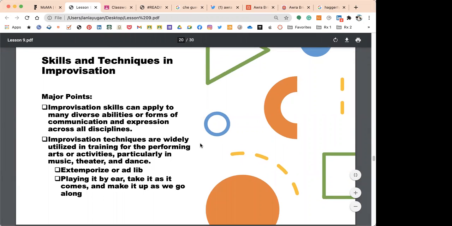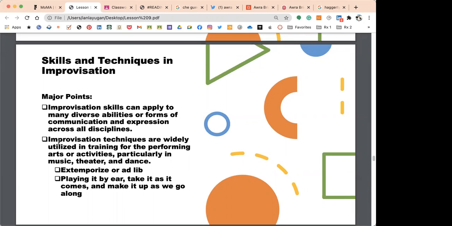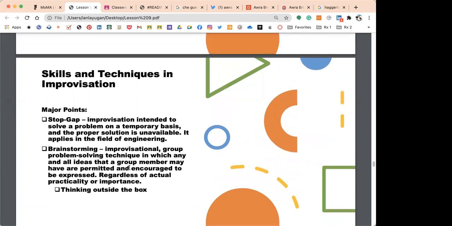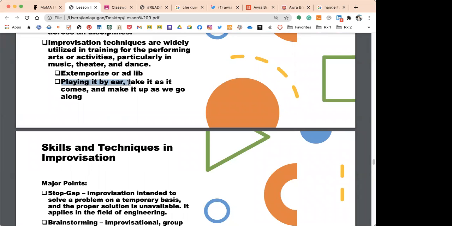Skills and techniques in improvisation. I hope that you're also very good in improv, especially because you are business students. Business students must be very good in improv. For example, you have a script to say and then someone asks you a question, you need to improvise. Improv skills can apply to many diverse abilities or forms of communication and expression across all disciplines. Improvisation techniques are widely utilized in training for the performing arts. Extemporize or ad-lib, play it by ear, think on your feet, take it as it comes and make it up as we go along. In public speaking, we call this playing it by ear and thinking on your feet.